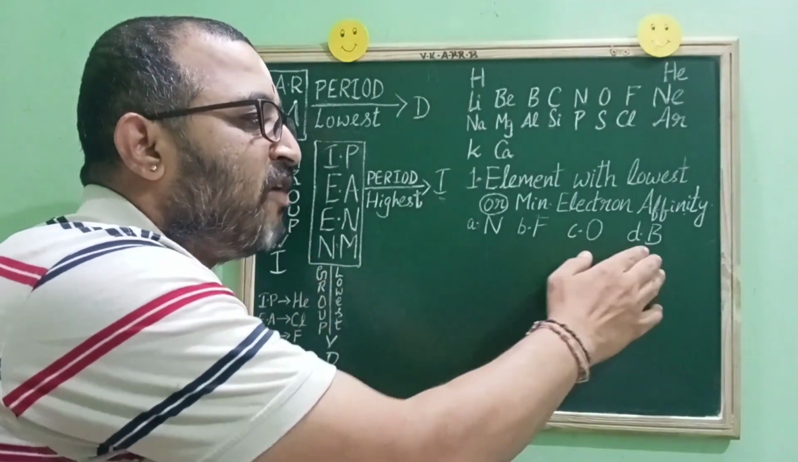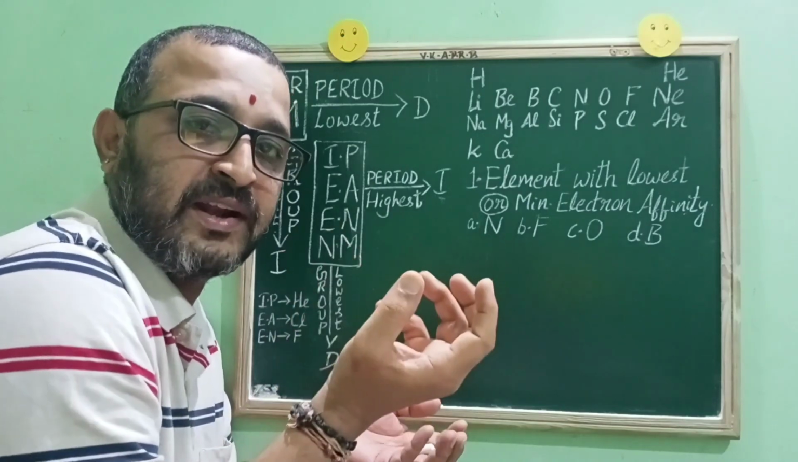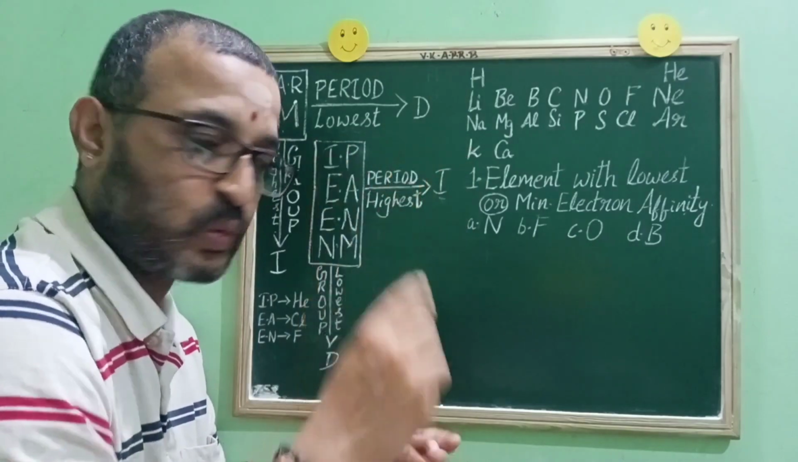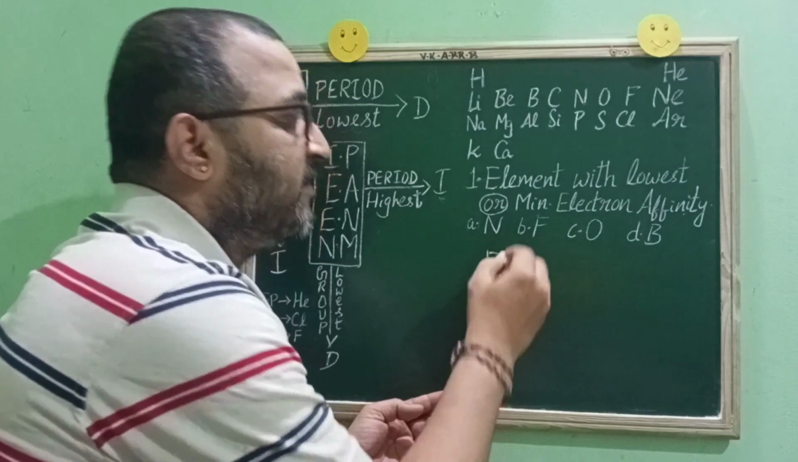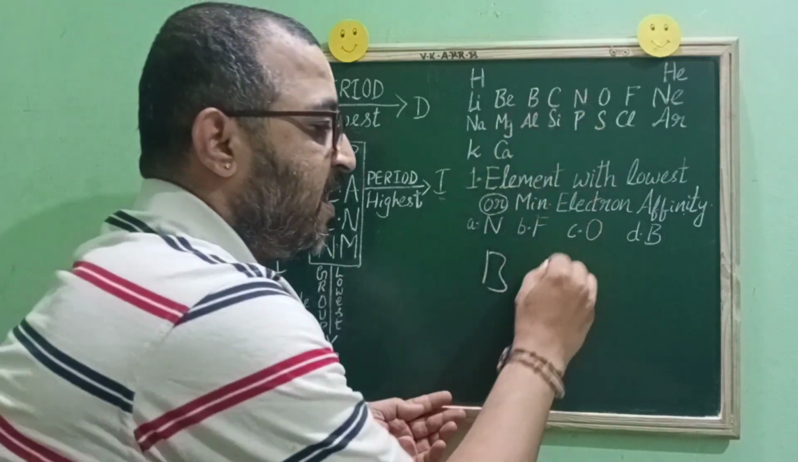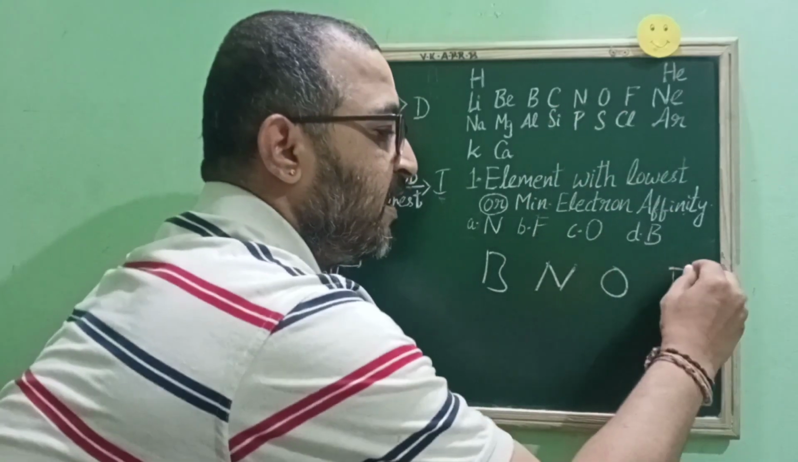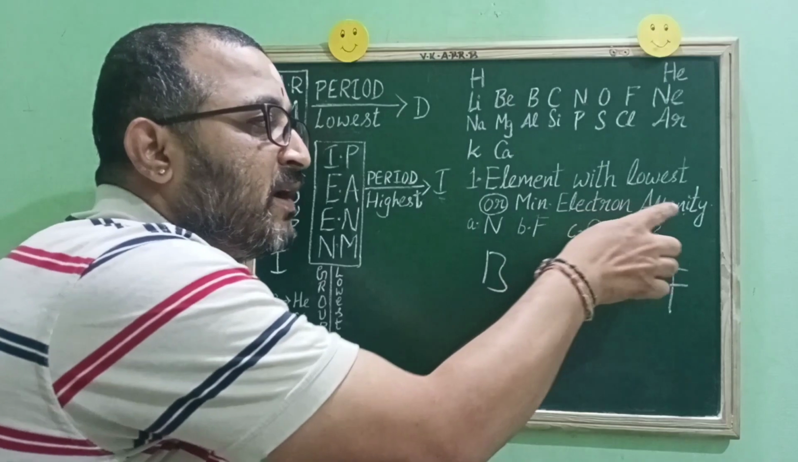First, we have to arrange all these elements just like how they appear in the periodic table. We all know that these elements belong to period 2. So when I do this arrangement, the first element I'll get is boron, and then nitrogen, and then oxygen, and then fluorine. Okay. Now children, which periodic property are we dealing with?